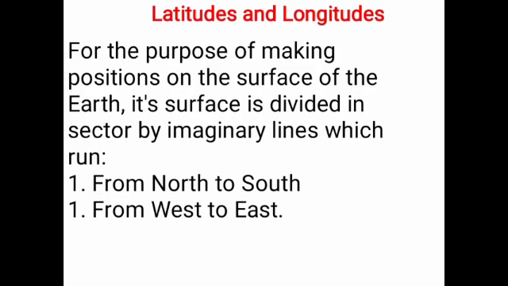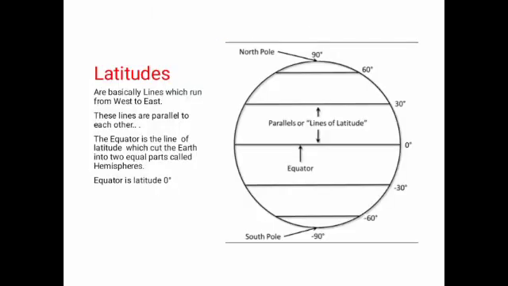Let's look at the latitudes. Latitudes are basically lines which run from west to east. On the right side, I've given an illustration using a diagram that will help us understand what latitudes are and how they look. These lines are parallel to each other. That's the first thing you can notice on the diagram, right? So they are also known as parallels.